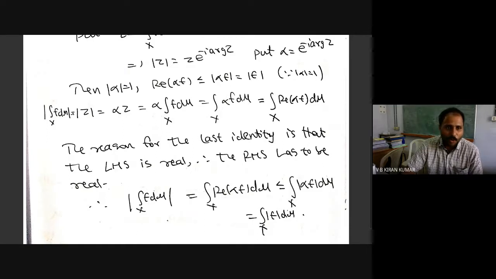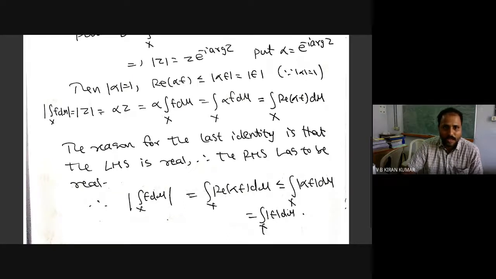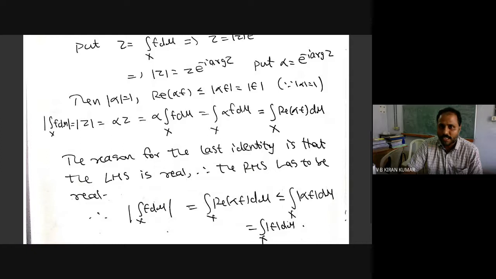Now you start from mod z. Mod z is the integral over X of f d mu. Now we know that mod z is z e raised to minus i arg z, and this is what we denoted by alpha. So this is alpha z, so alpha into the integral of f d mu. Now by the property of the integral, you can take this alpha inside. So this is the integral of alpha f d mu.